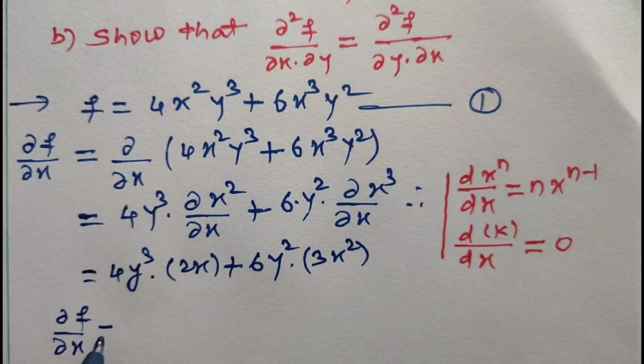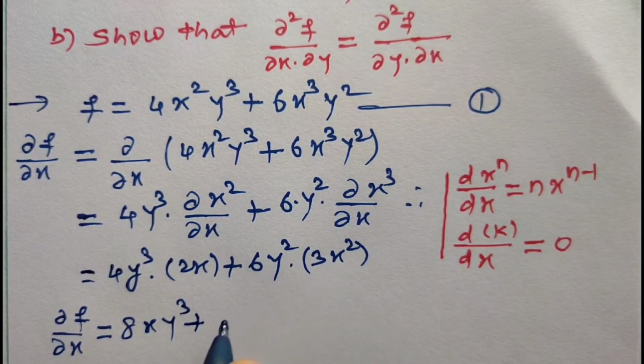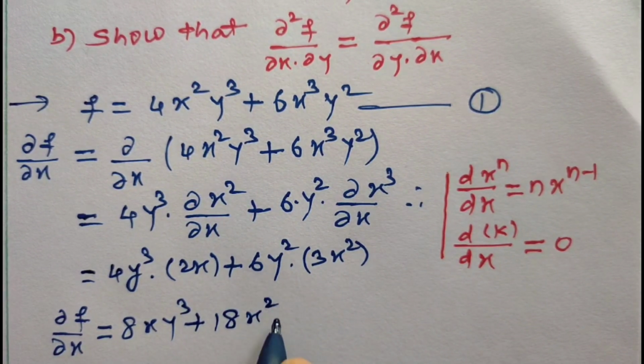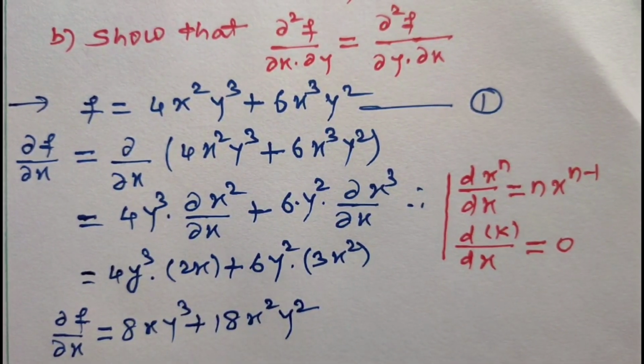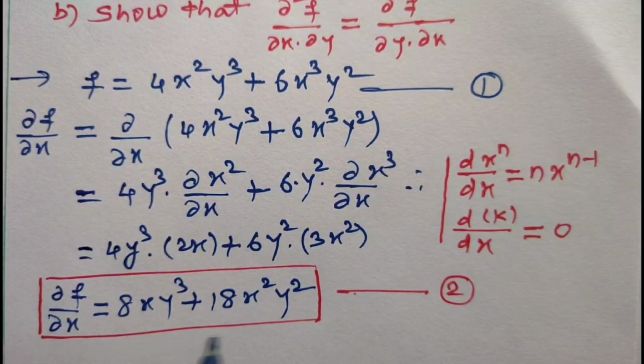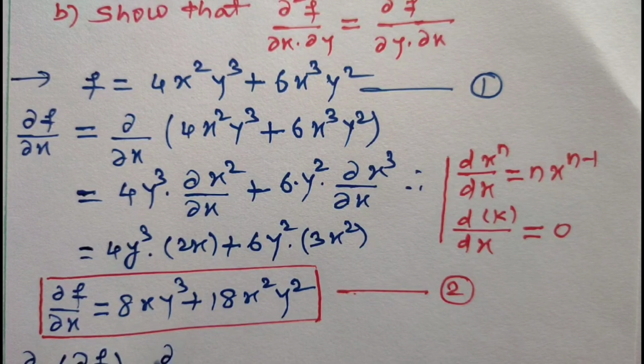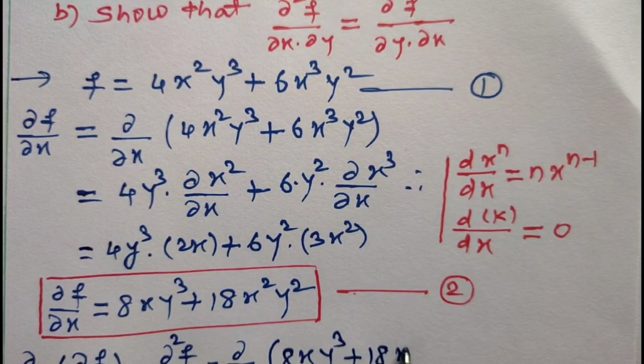This is equal to 4 into 2, 8xy cubed, plus 6 into 3, 18x squared y squared, and this is result number 2. On both sides of result number 2 we have to partially differentiate with respect to x. So partially differentiate with respect to x, ∂f/∂x is equal to the partial derivative with respect to x of the right hand side, which is nothing but ∂²f/∂x². The partial derivative with respect to x of 8xy cubed plus 18x squared y squared.